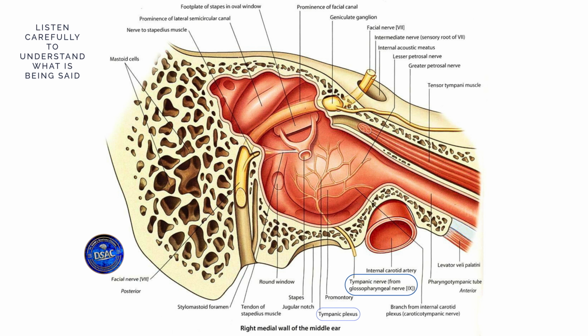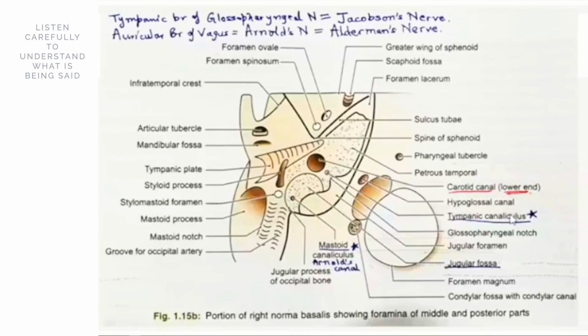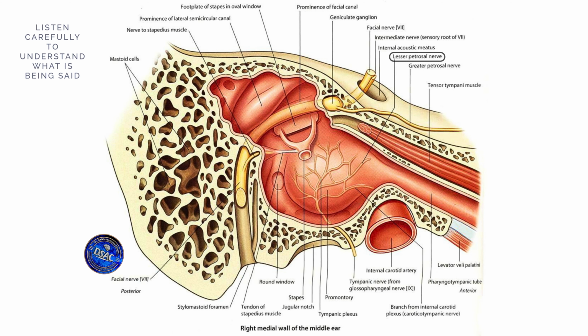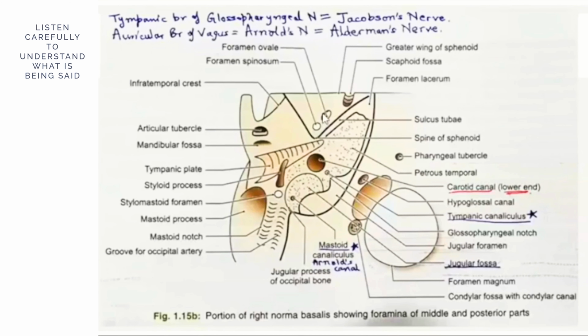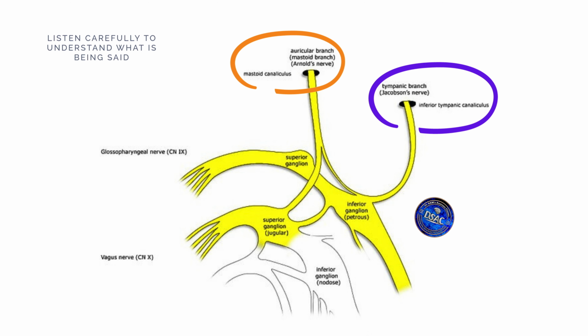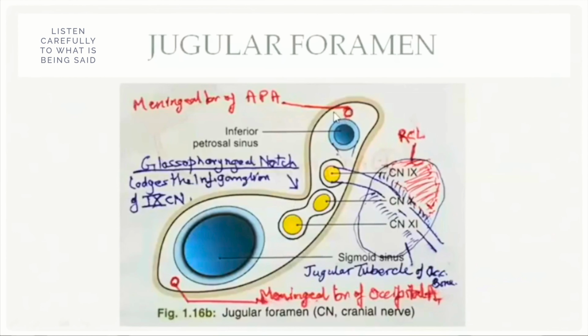And don't forget that this nerve is also carrying preganglionic parasympathetic fibers, which will have nothing to do here; rather, they will extend as the lesser petrosal nerve, and they'll emerge out of the petrous temporal bone in the form of the hiatus for the lesser petrosal nerve on the anterior surface, and will pass out through the foramen ovale. And remember that this nerve also has a different name: the tympanic branch of the glossopharyngeal nerve is called Jacobson's nerve. Can you tell me whether this is the jugular foramen of the right side or left side?